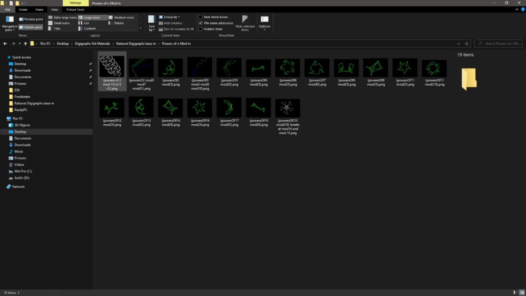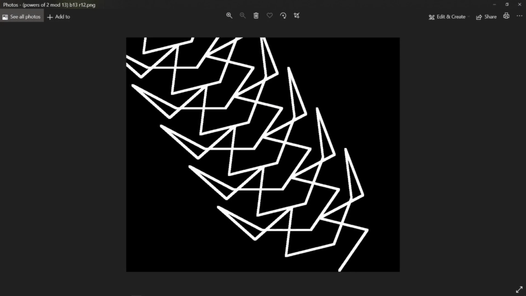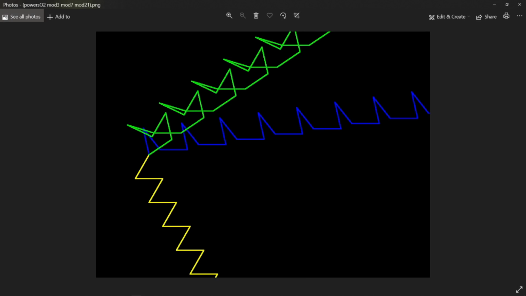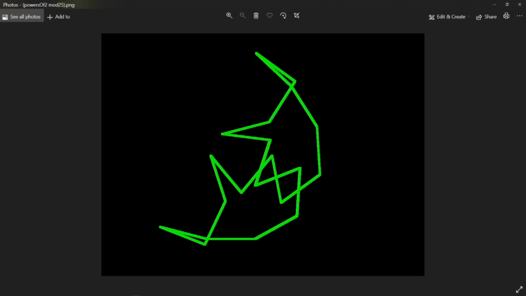And then it was a question of, well, gosh, I wonder what would happen if, say, powers of 2 mod 13, and there it is. What about powers of 2 mod 3, and what about mod 7 and mod 21, and these are those. What about powers of 2 over a modulus of 25? They create this shape.